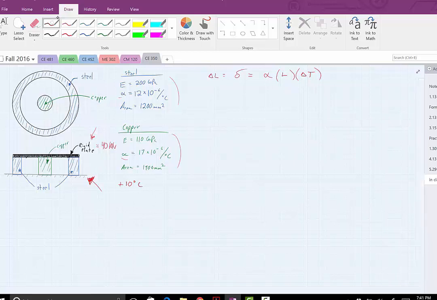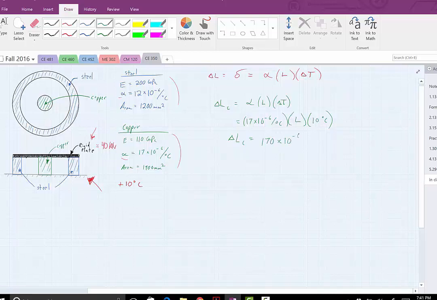So for the copper, we can say the change of length for copper is going to equal alpha multiplied by L multiplied by delta T. So that's going to be 17 times 10 to the negative 6th multiplied by our length multiplied by 10 degrees. And so the change of length for the copper, doing the calculations here, is 170 times 10 to the negative 6 multiplied by L.